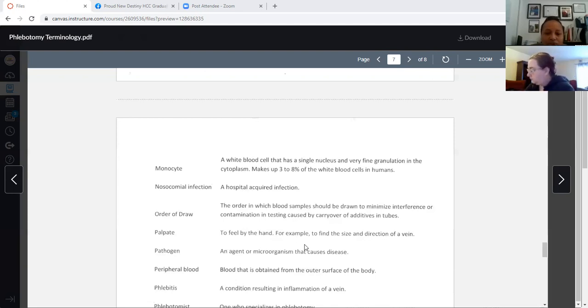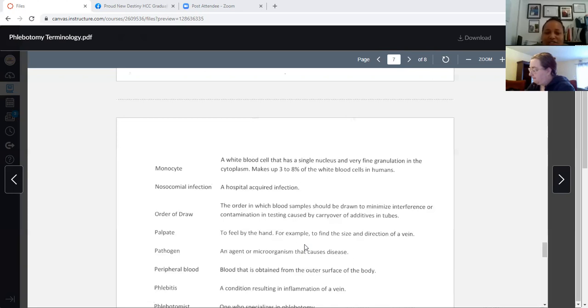Order of draw, you want to highlight that one. You already know you're going to be seeing that one again. That's the order in which blood samples should be drawn to minimize interference, contamination in testing caused by carryover of additives in tubes.